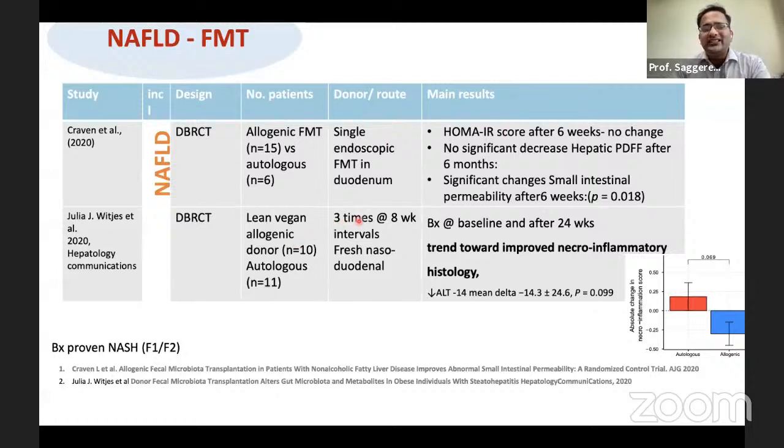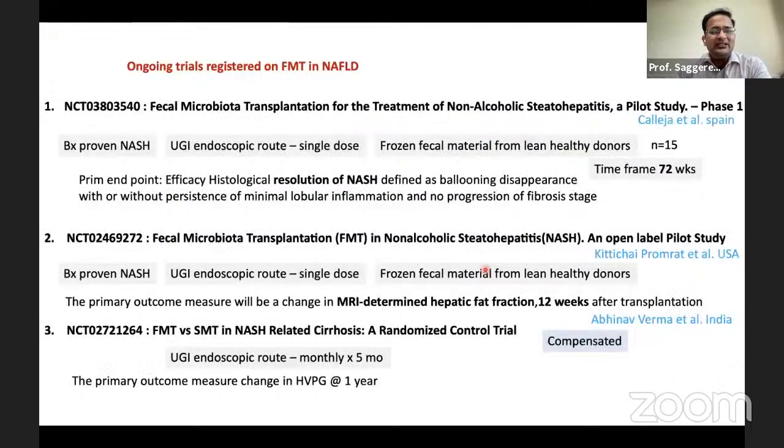In this, they used three times at 8 weekly intervals, 8, 8, 8, till 24 weeks, they gave fresh nasoduodenal samples, and they did biopsy at baseline and after 24 weeks. There was a trend towards the reduction in the necroinflammation on histology at follow-up, and there is a reduction in the mean ALT by minus 14, although it was not that significant, there was a trend towards a reduction in the necroinflammation and ALT levels. This is the only data available in NAFLD.